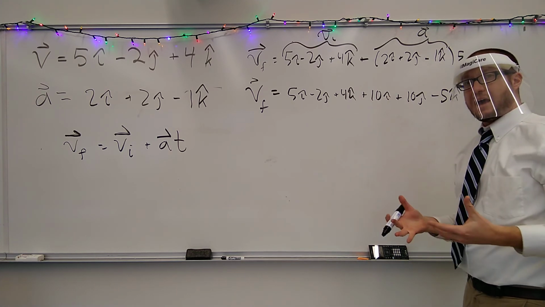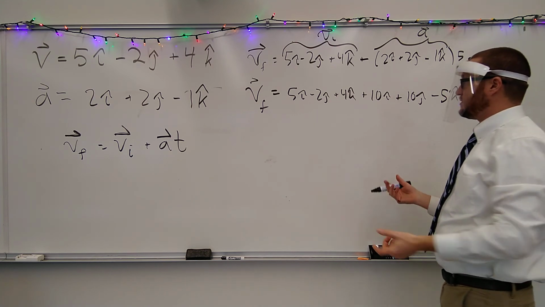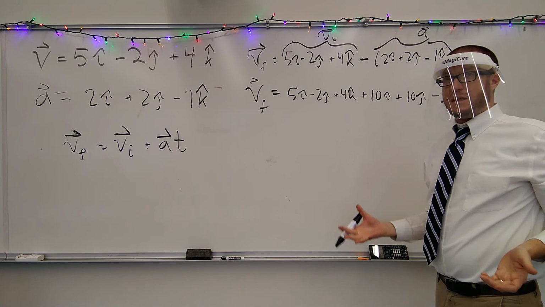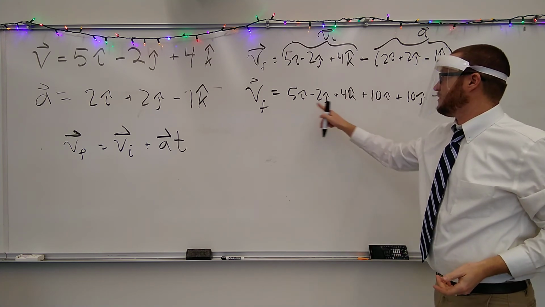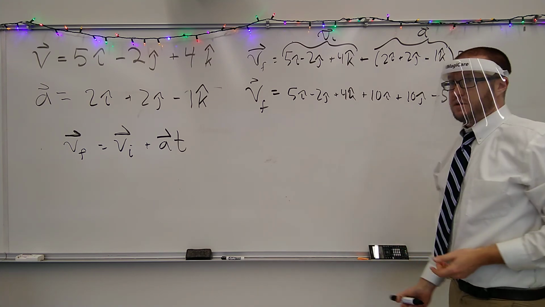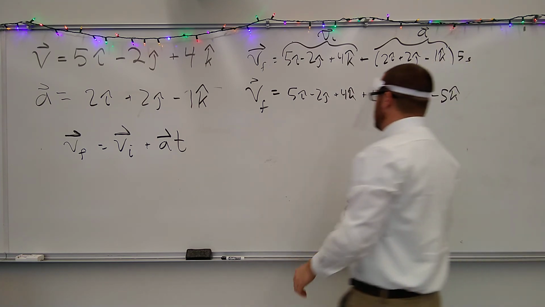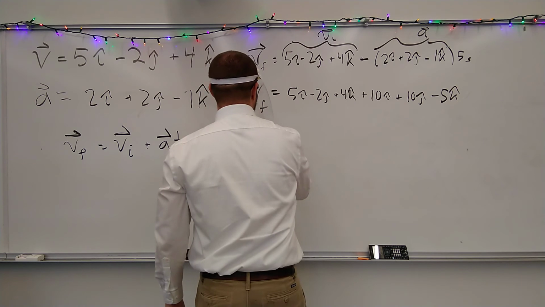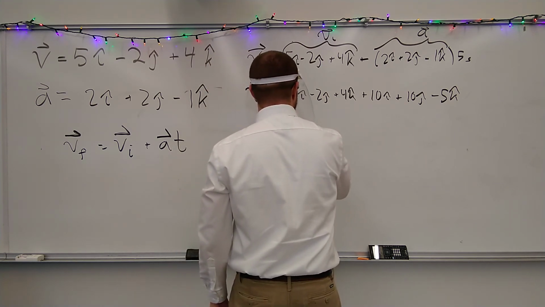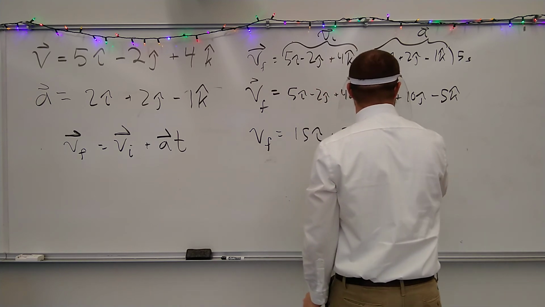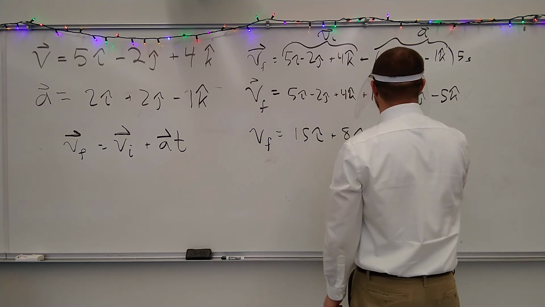And you can only add like terms, right? That makes sense. So like terms being 5I. This is just algebra, really. You're treating these like variables, I, J, and K. You can group like ones, just like you would in algebra. So V final ends up being equal to 15I hat plus 8J hat minus 1K hat.